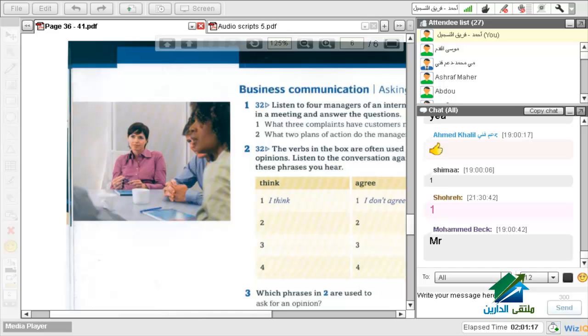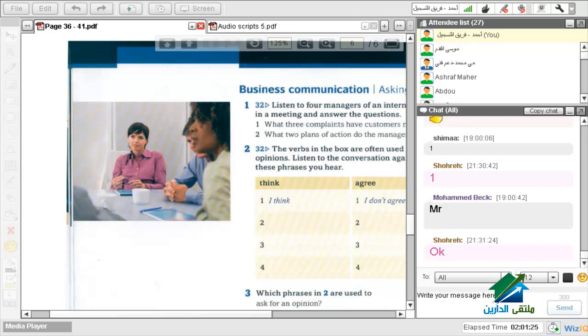Focus on the way they ask for an opinion or how they give an opinion. That's very, very important, because in your company, inshallah, when you have a good job anywhere, you will need to give your opinion, and sometimes you will need to ask other people about their own.